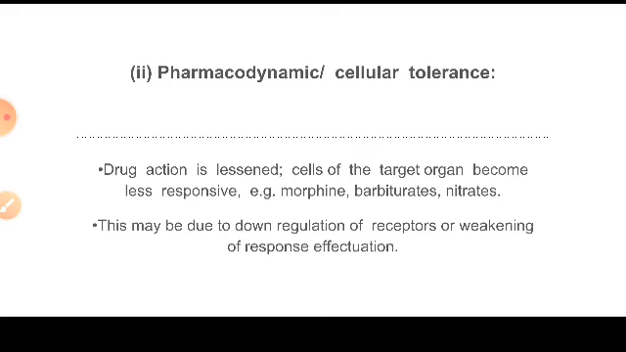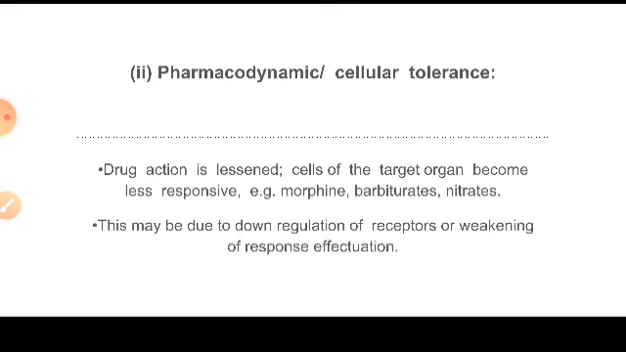Cells of the target organ become less responsive, right? Now the drug is there, but the cell is not responding to that drug properly. For example, it happens with morphine, barbiturates, nitrates. These things usually happen because of the receptors of that particular cell, which are actually receiving the drug, and the process of effect starts. So the receptors are not responding to the drug, right?